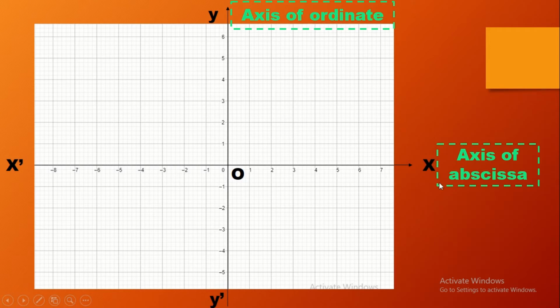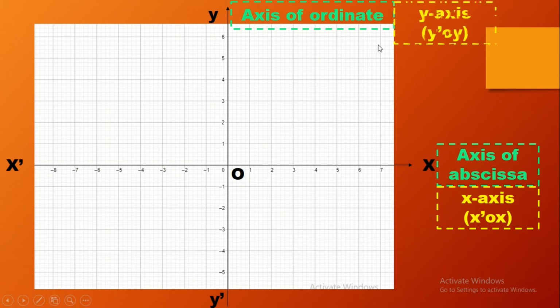Also, the axis of abscissa is said to be the x-axis or x prime o x. We name its extremities in addition to the origin. Some also name it directly x prime x. While the vertical axis is also said to be the y-axis or y prime o y. Some also name it directly y prime y.